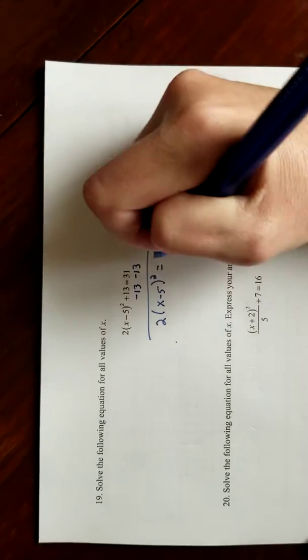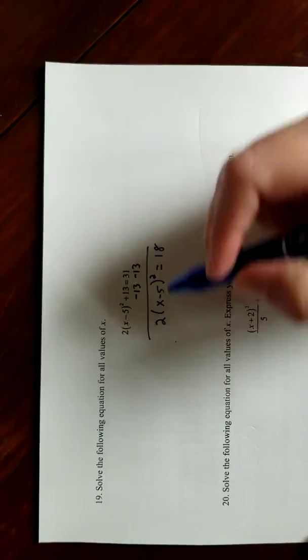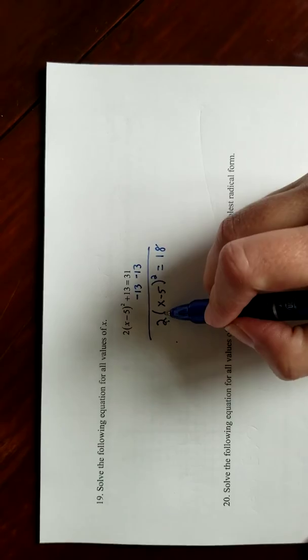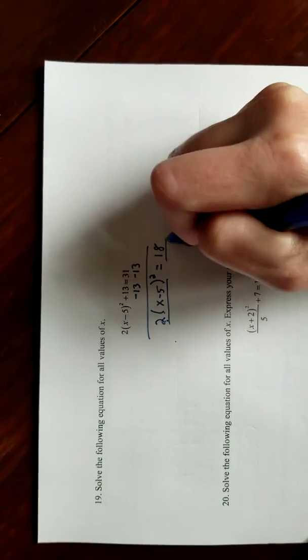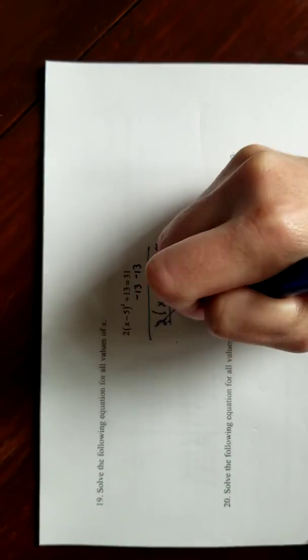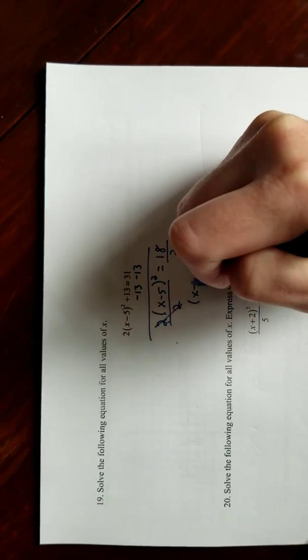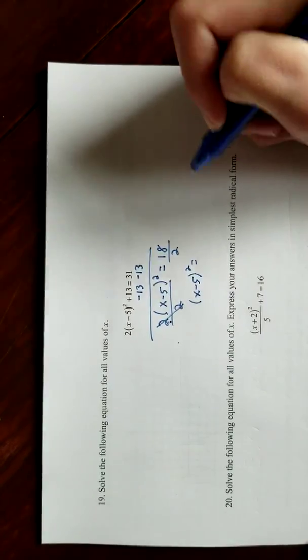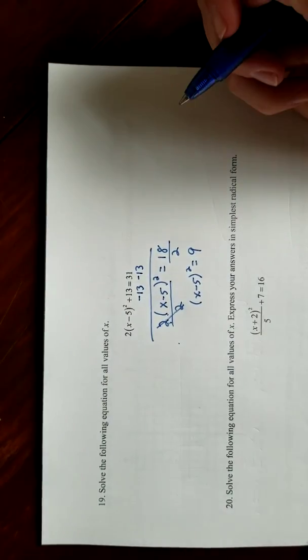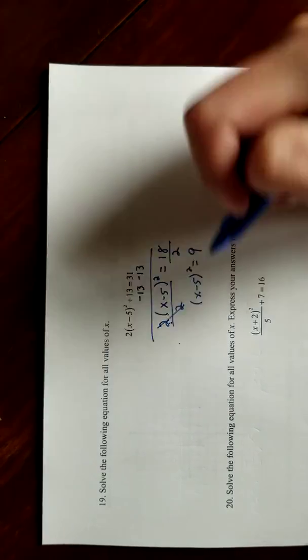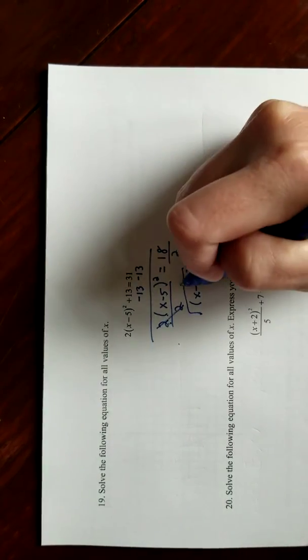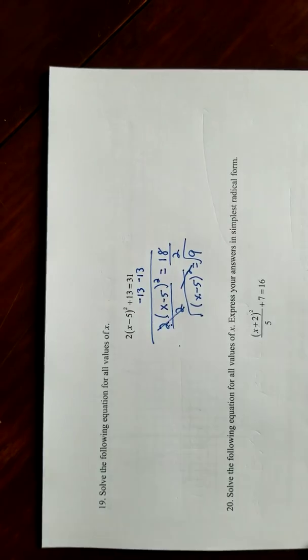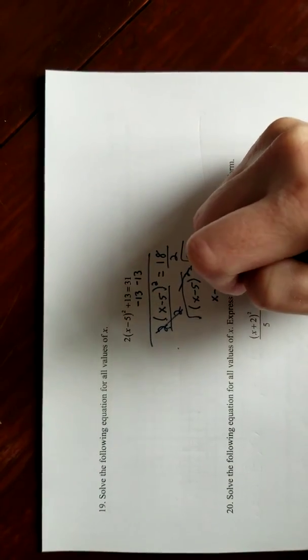gives me 18. Then we want to get rid of this 2. This is 2 times, so we want to do the inverse operation by dividing. Cancels that out. That gives me (x minus 5) squared. 18 divided by 2 gives me 9. Here's where we want to take the square root of both sides. Remember, the square root and that exponent of 2 cancel each other out to give you x minus 5.